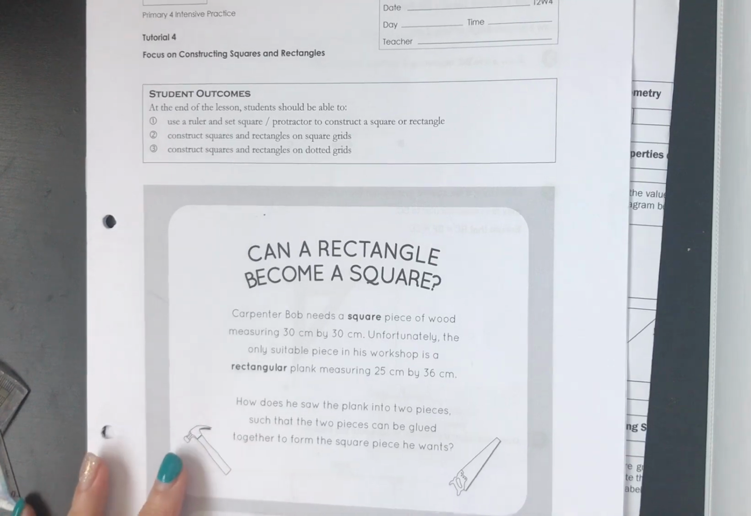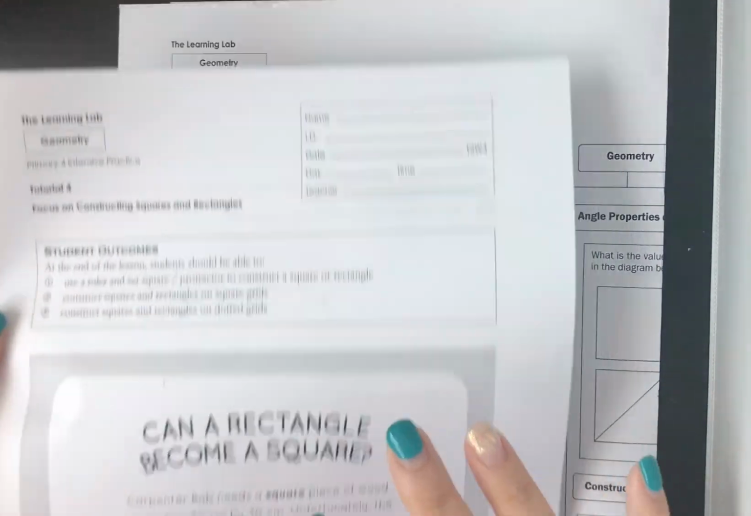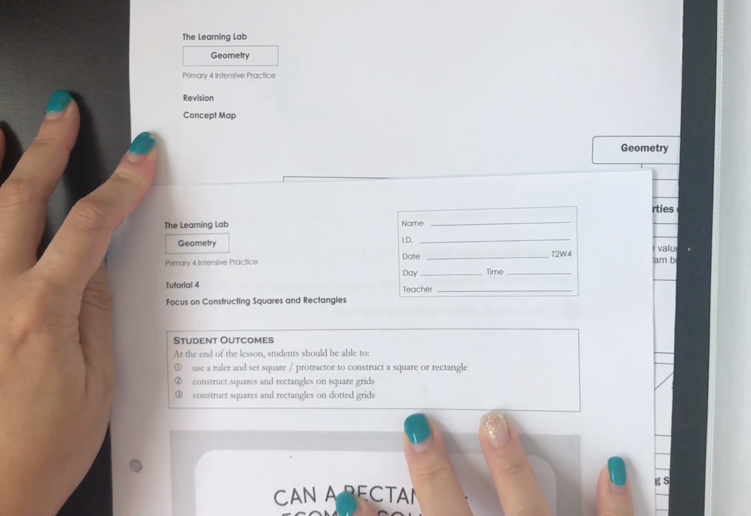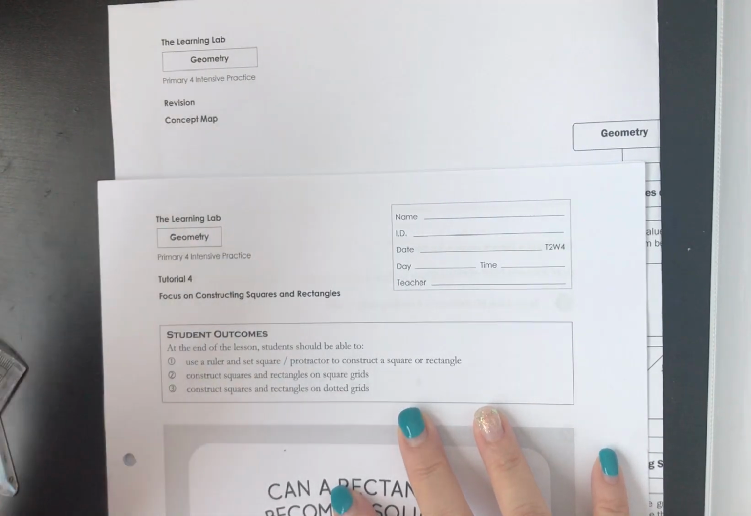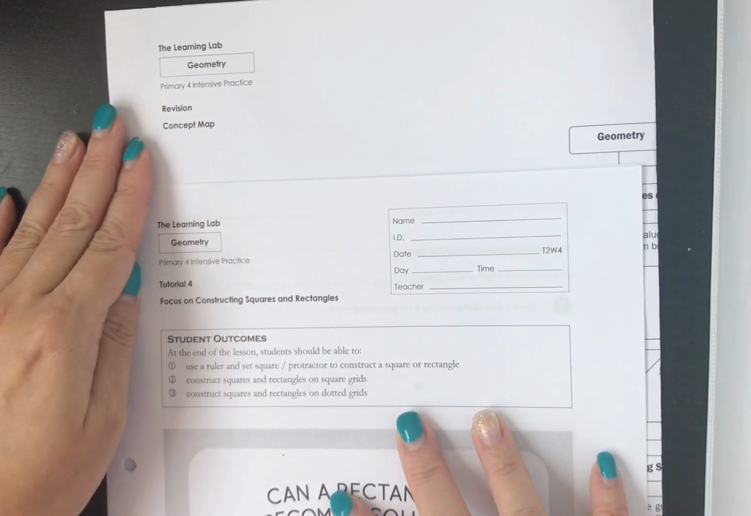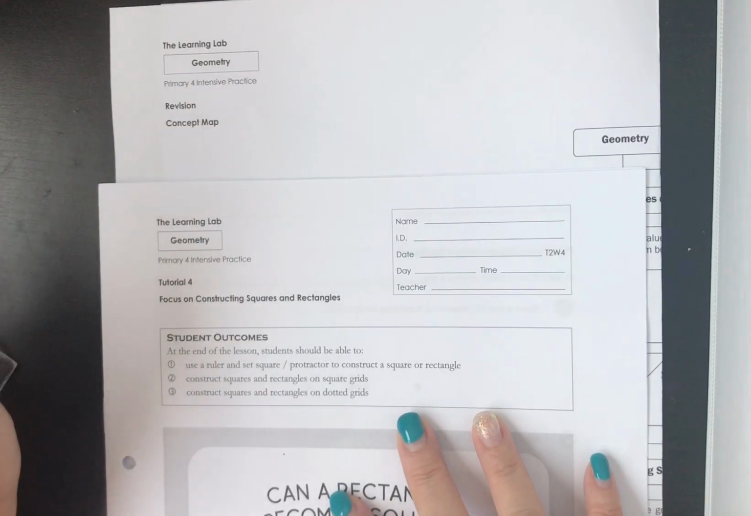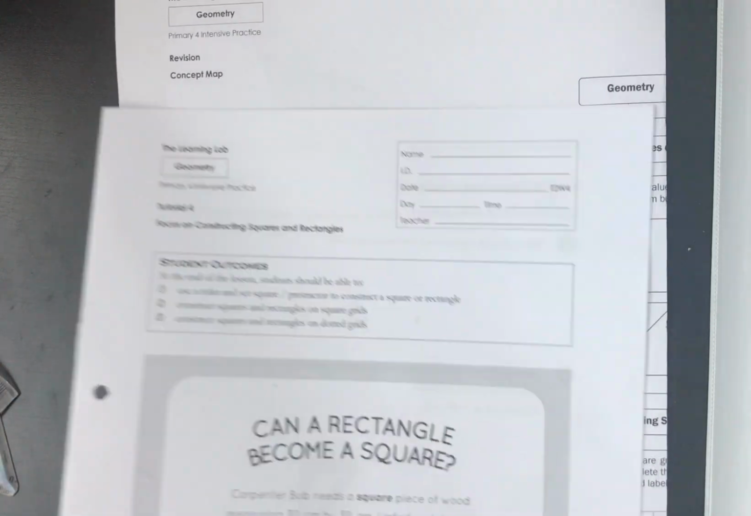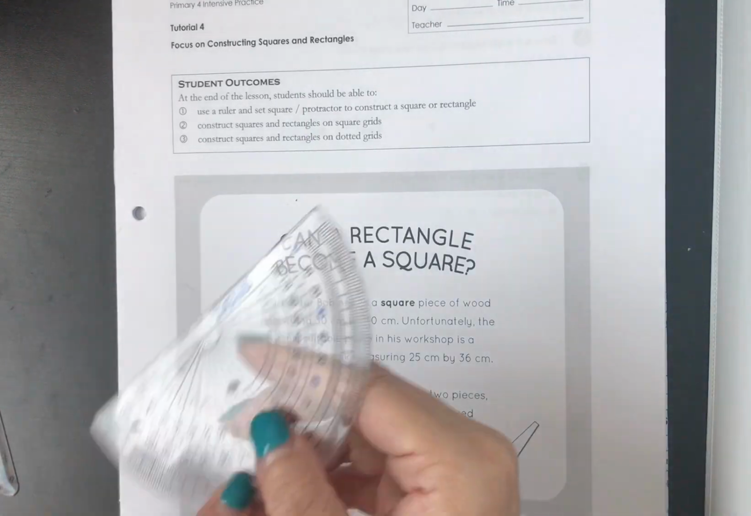Today we will be covering Geometry Tutorial 4, the Geometry Revision Concept Map, and also the quiz. But I'm not going to go through the quiz on video. The quiz will be your homework for the week, and I'll provide the links for you to submit your answers later. Okay? Now, what you will need for today is your protractor.